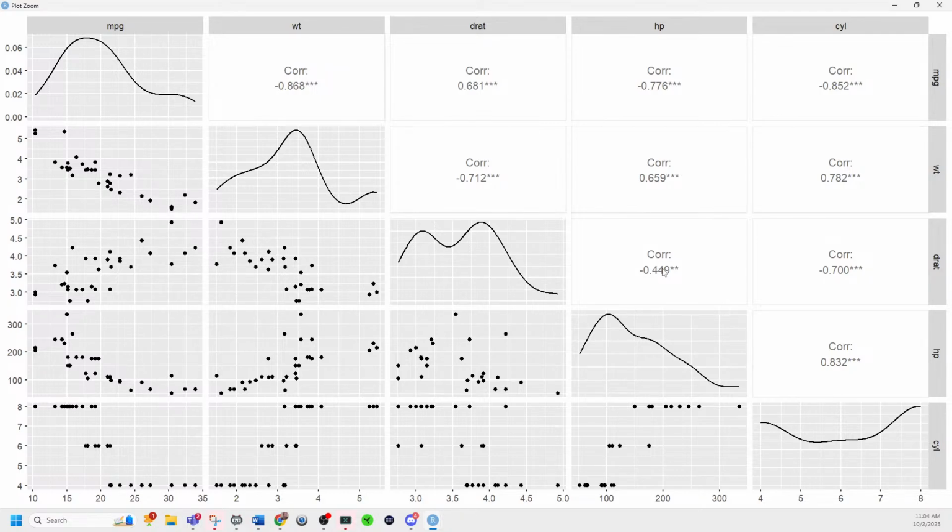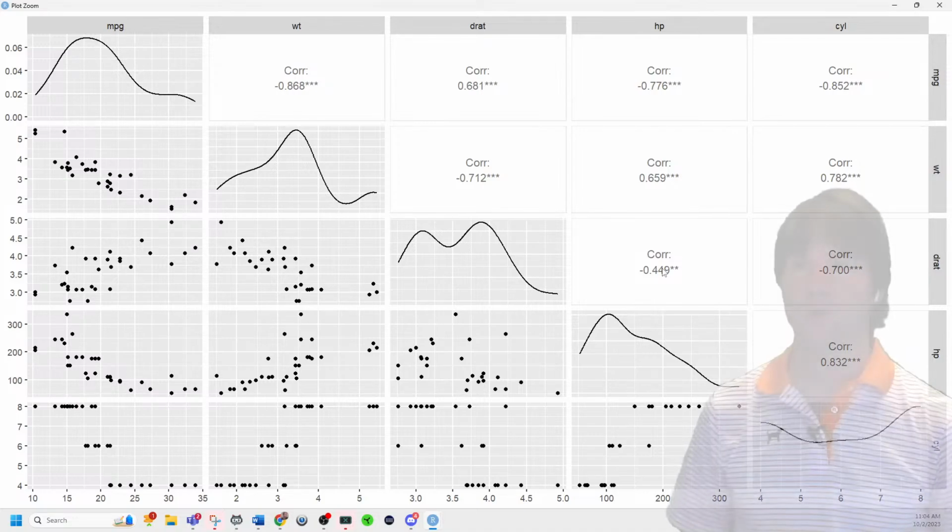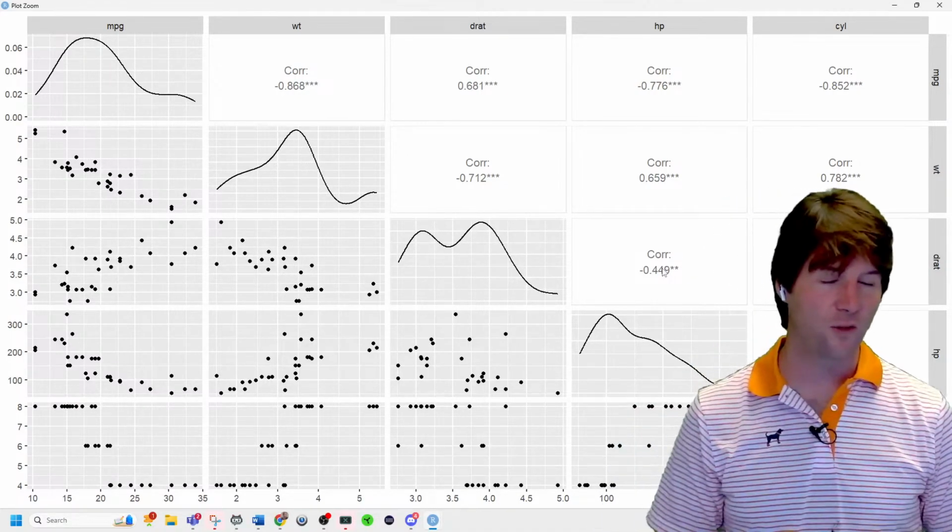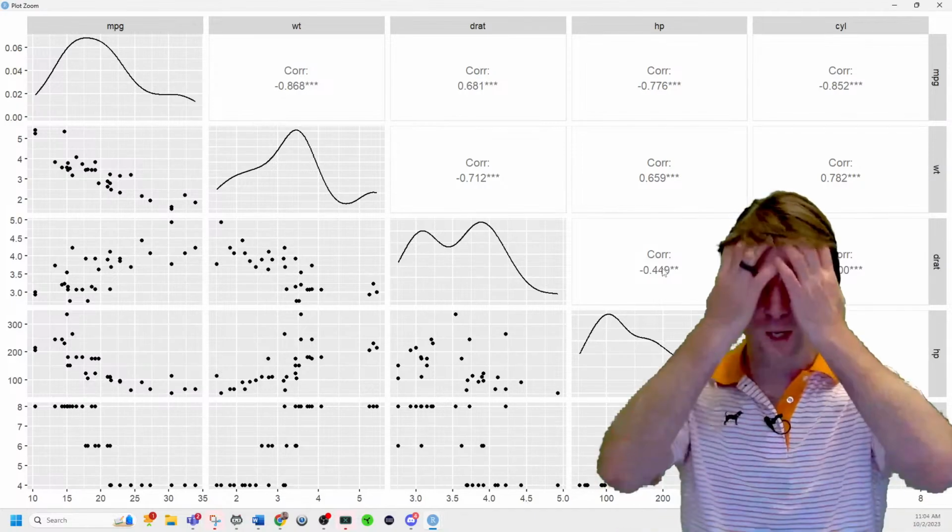So a correlation matrix takes all the values and correlates them, and we can look at the strength, direction, form, and unusual features. And we'll start here in 15 minutes.